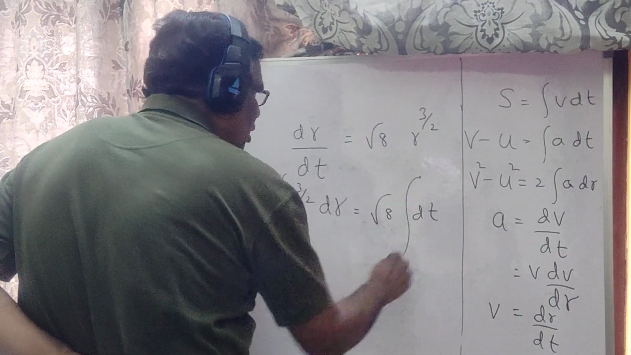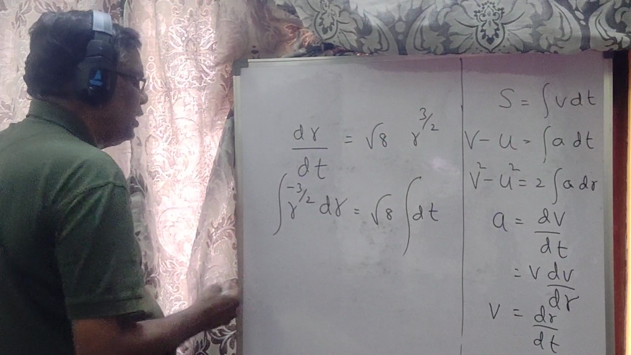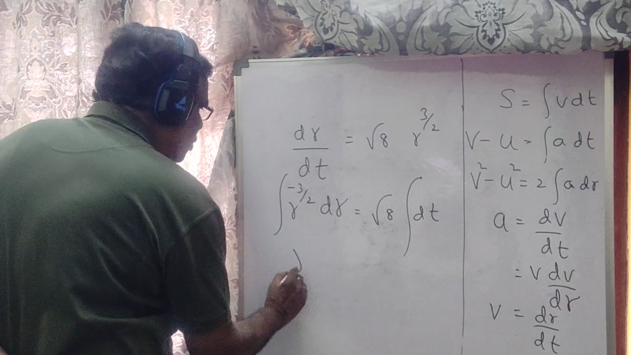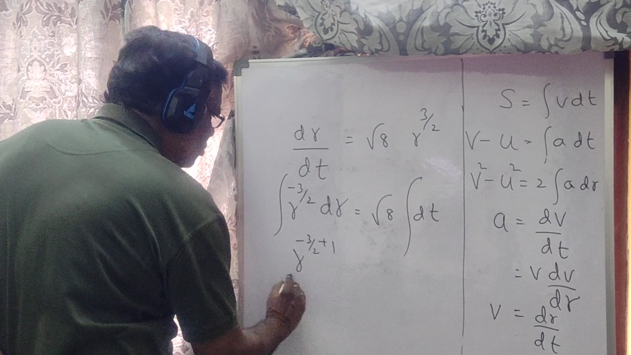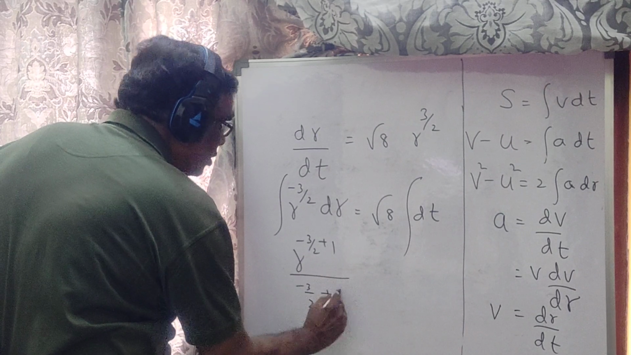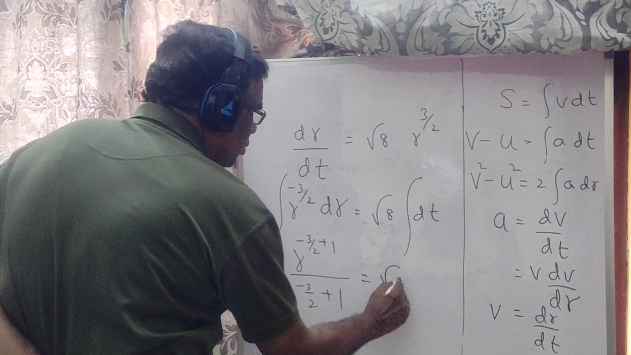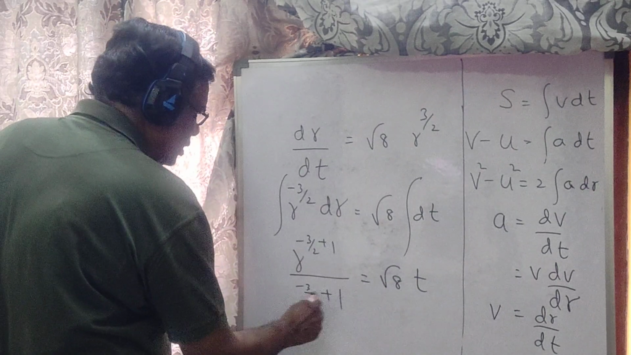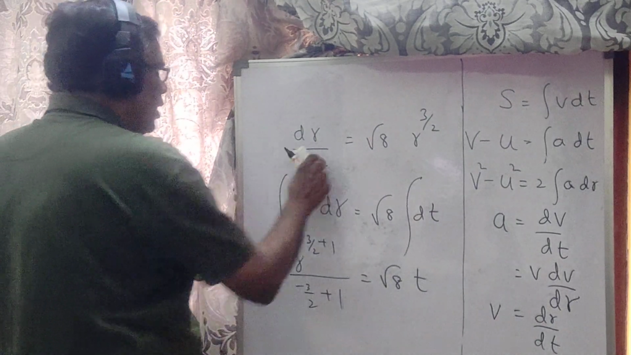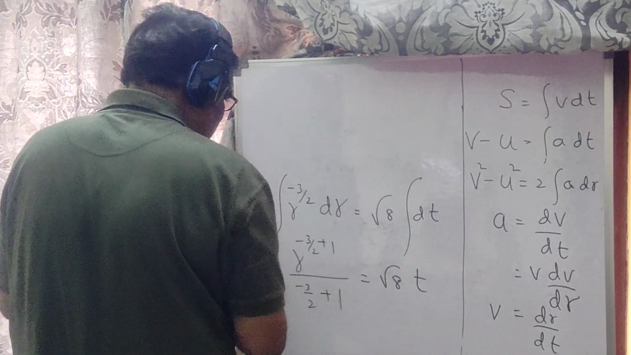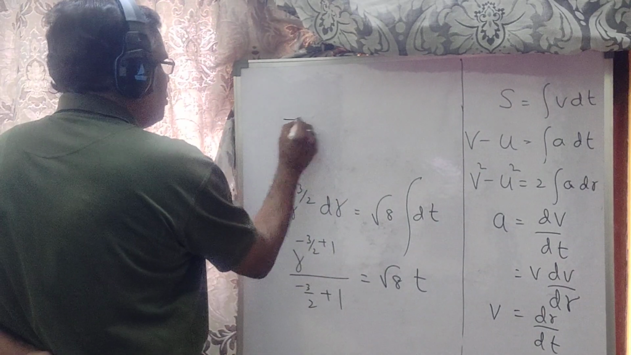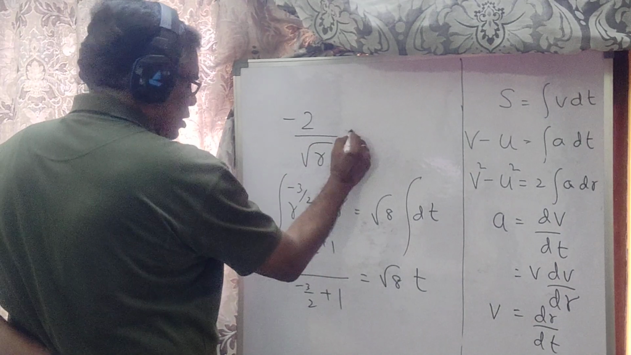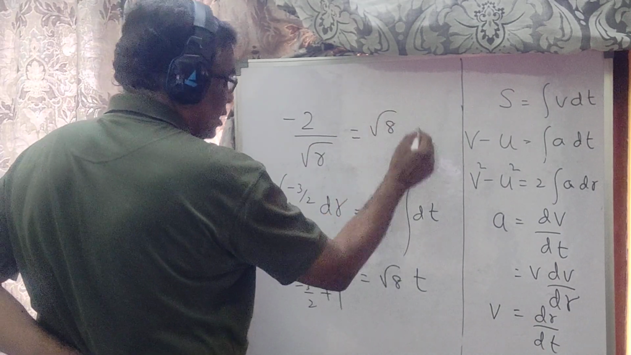Now, of course, you have to integrate it on both sides. Now, this is r raised to n plus 1 by n plus 1. So, minus 3 by 2 plus 1 by minus 3 by 2 plus 1 is equal to root 8t. So, this is minus 1 by 2, this is minus 1 by 2. Now if I substitute, minus 1 by 2 becomes 2, so minus 2, and this is by root r is equal to root 8 into t.